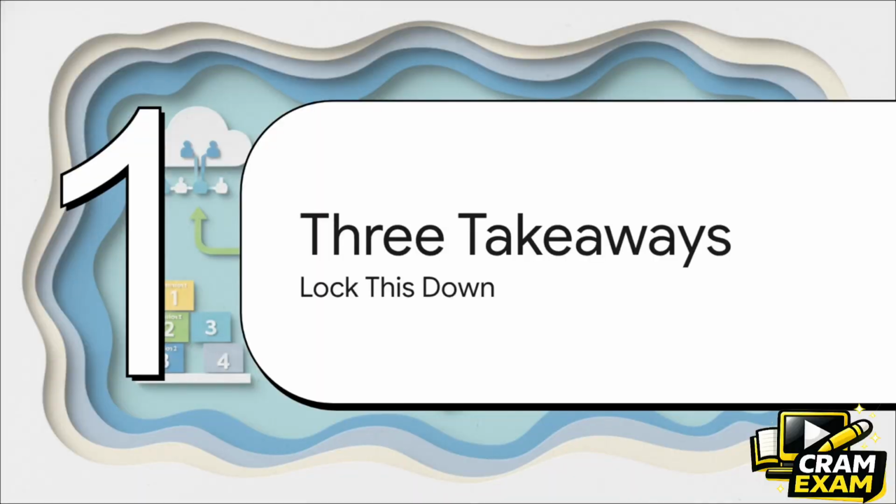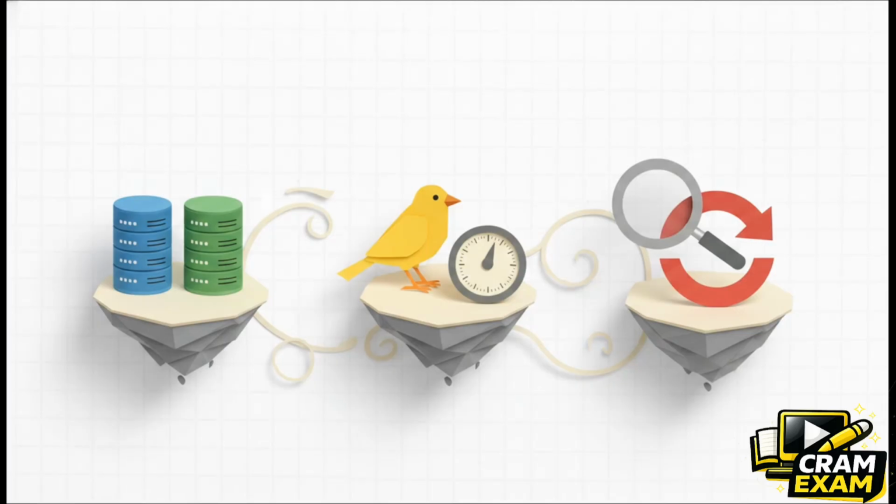All right, let's wrap this up. Let's lock this down. 3 rapid takeaways. Takeaway number 1. Blue/green deployments minimize your risk by running 2 identical environments, and they use a load balancer to seamlessly reroute traffic only once your testing is totally complete.